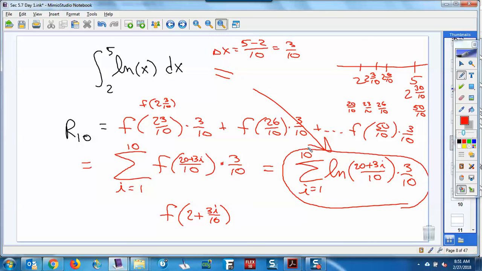Just so you understand, this is 10 rectangles added up. That's what we just created. Okay, now we're going to do 10 left rectangles. What are we going to do?